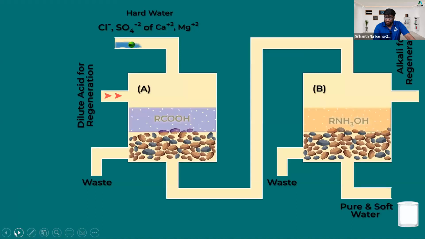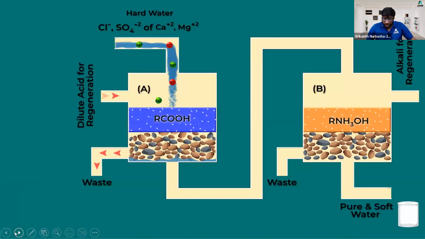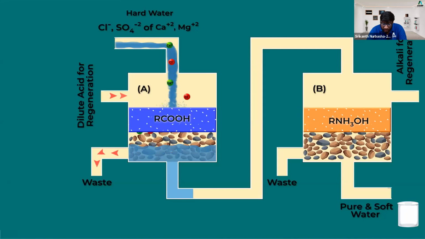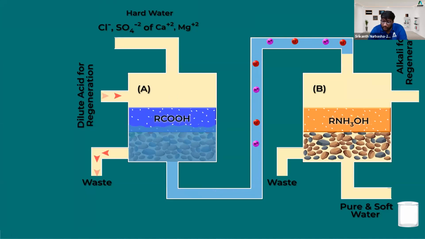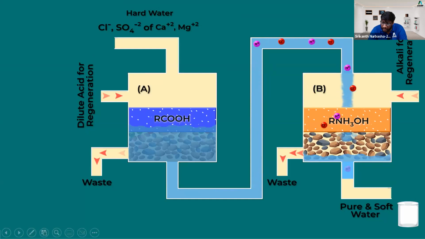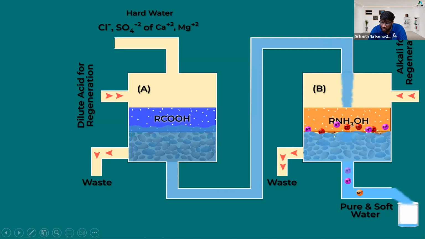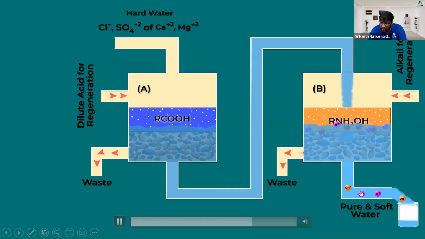So this is with respect to the resin. We have RCOOH, that is the cation resin. Cations are removed, and the anions are still passing. They pass to the basic resin, the anionic exchange resin, where we have the anionic part. With respect to that, the chlorides are also removed. Only H plus and OH minus will be there. The pure and soft water is going to be obtained finally.